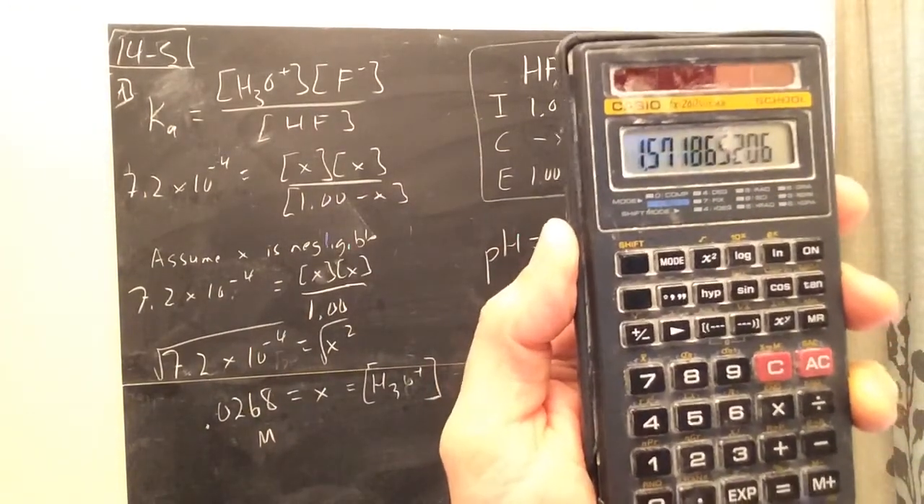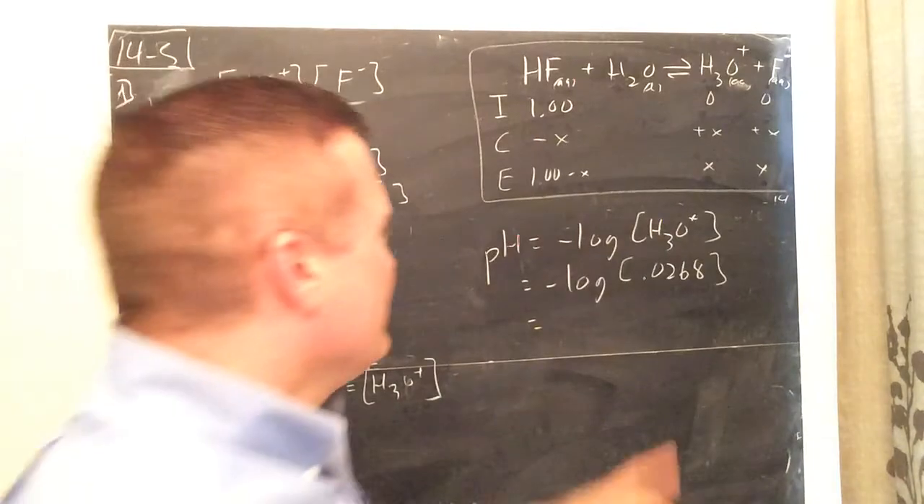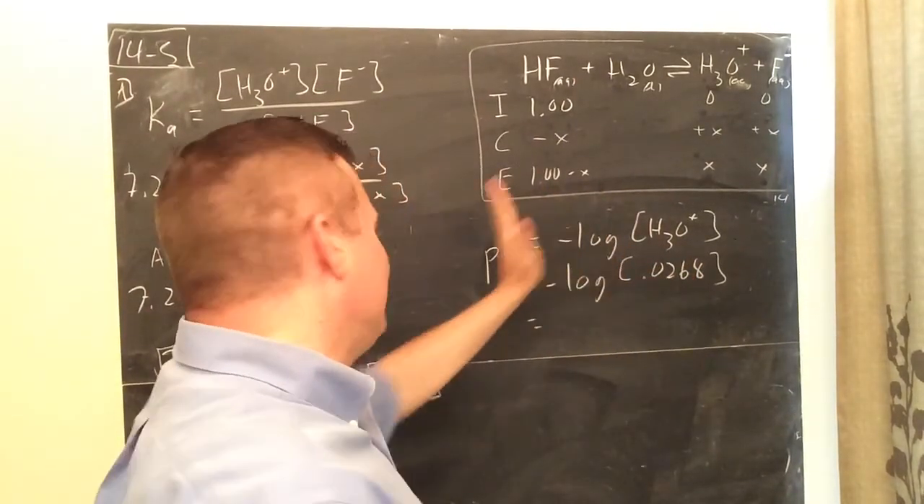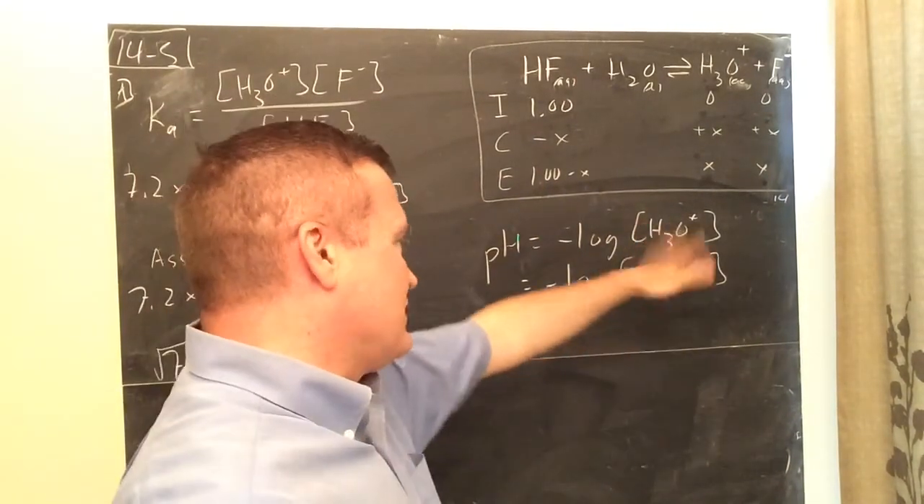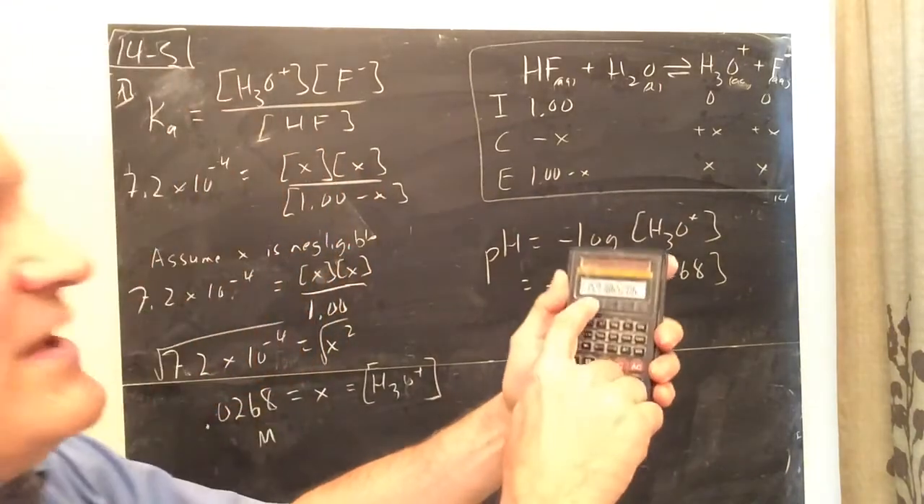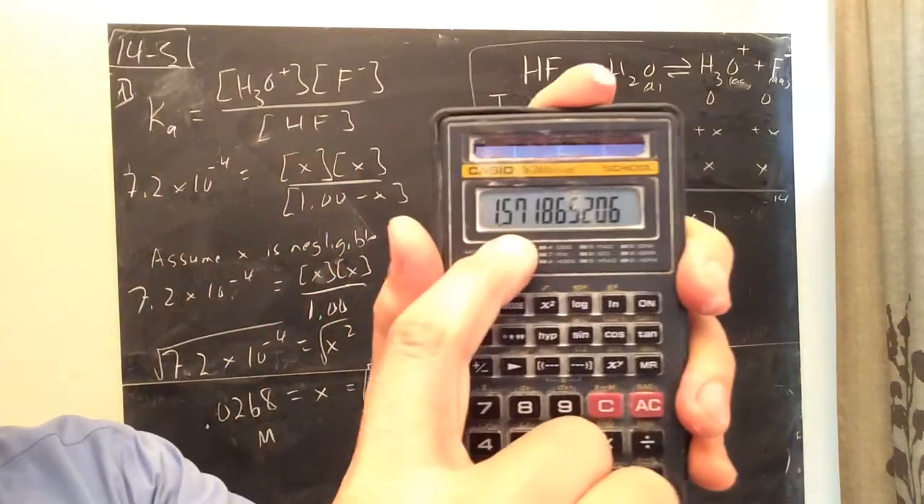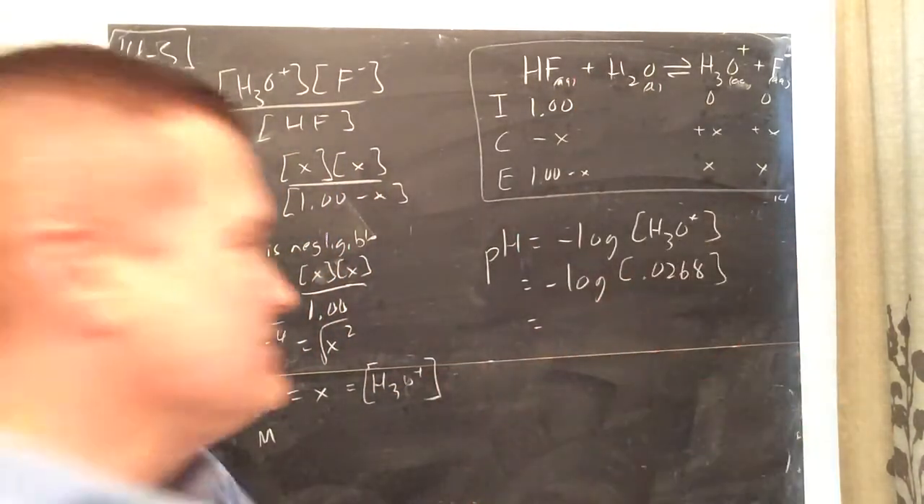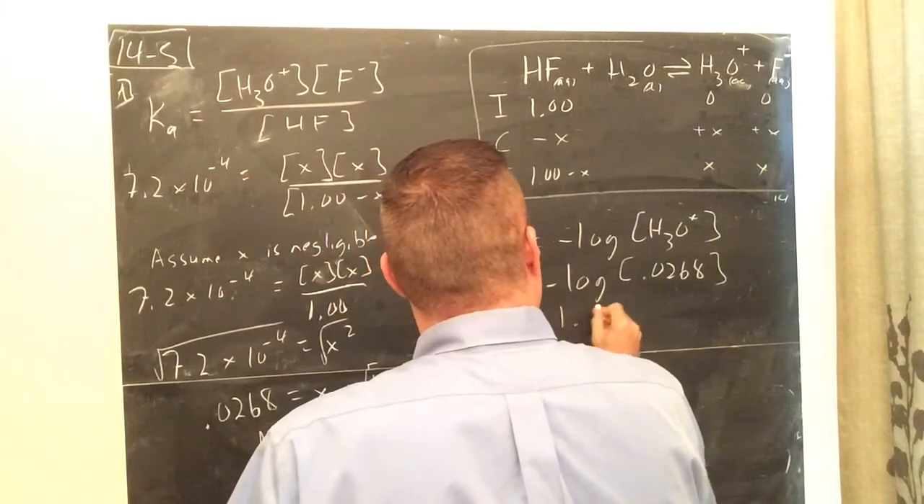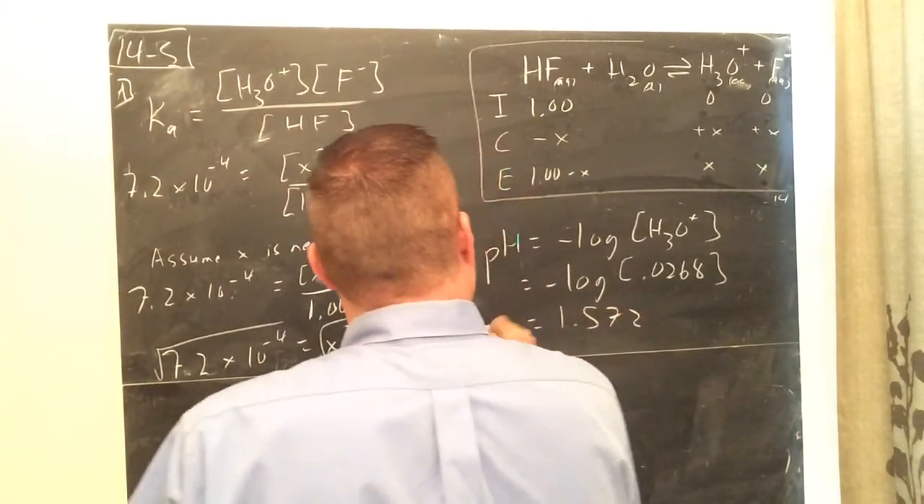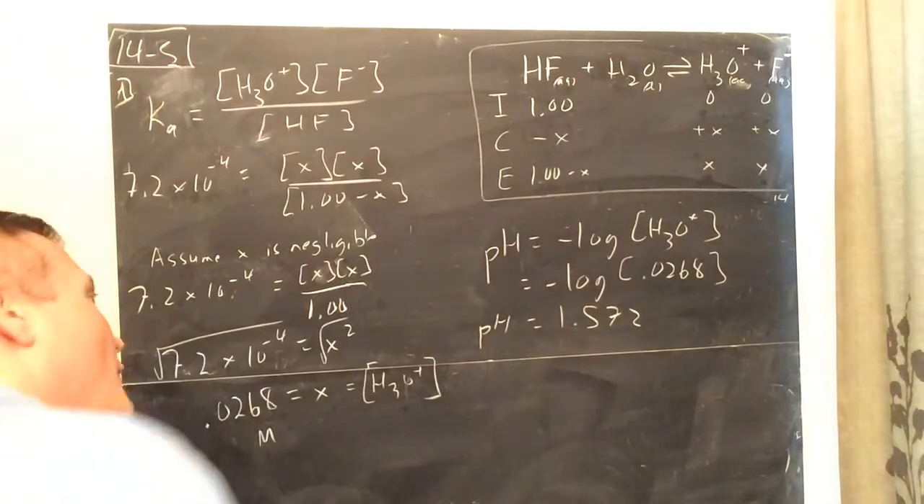And then the other thing is watch your sig figs. Remember, the molarity has 3 sig figs. But with 3 sig figs here, you start counting after the decimal. So 1.572 will be the pH. Alrighty, that's the whole thing.